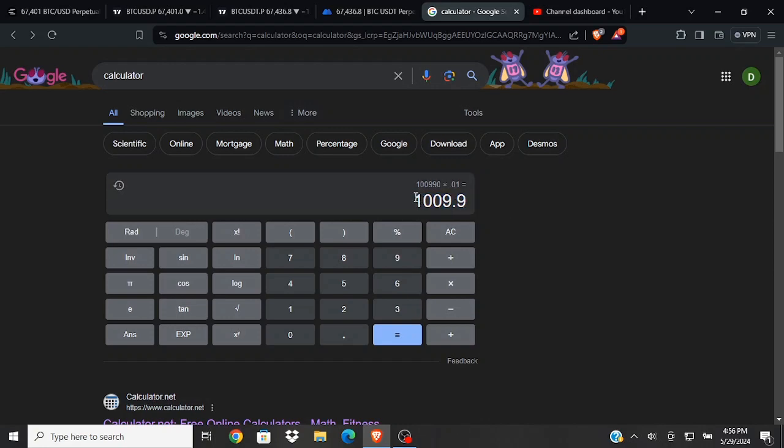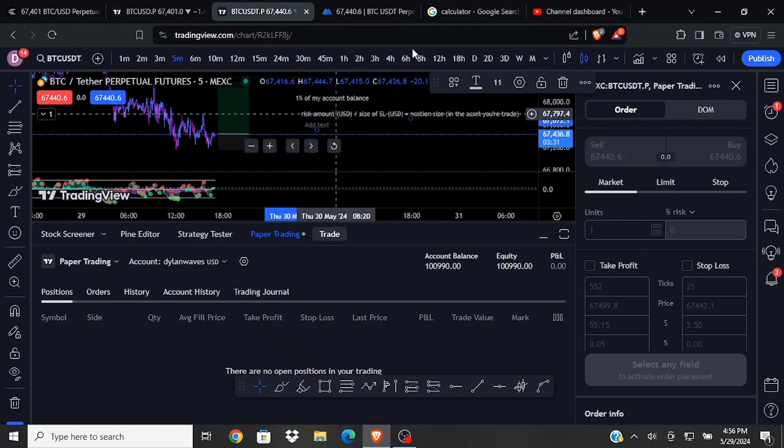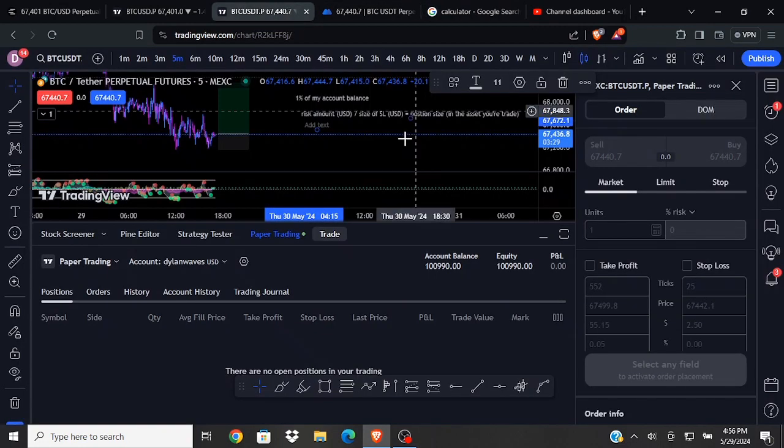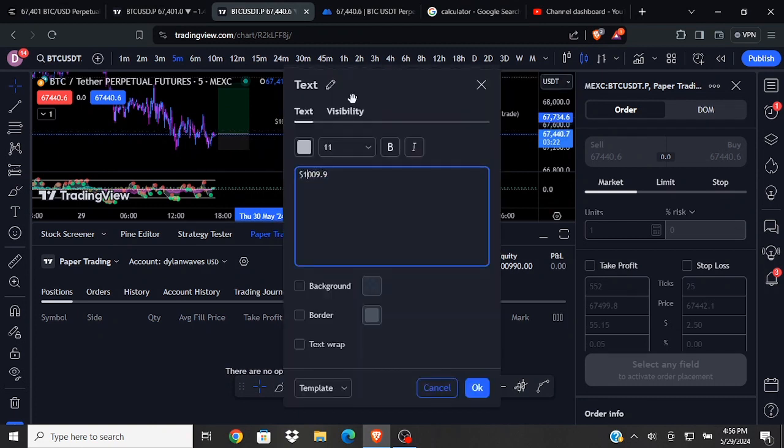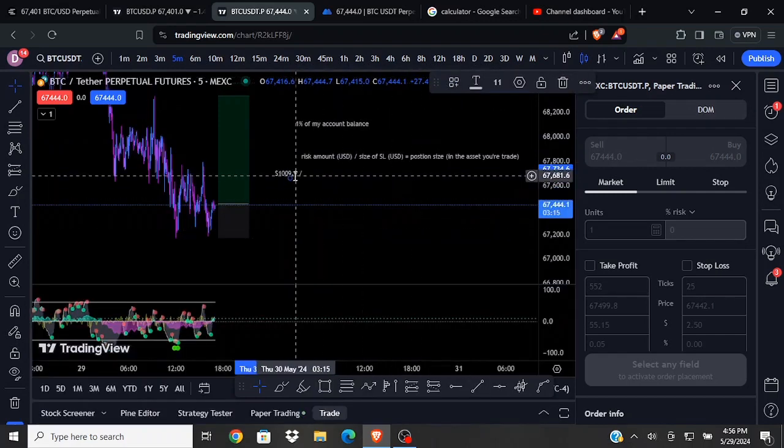So this is how much I'm going to be risking per trade if I'm taking 1% risk. Again, sometimes it's a little less, sometimes it's a little more, depending on my confidence in the trade. But in this case, we'll go with a static 1%. So we'll copy that over and paste that into here. And we'll even add a dollar sign to show that it is in US dollars. Now we need to divide this by the size of my stop loss.